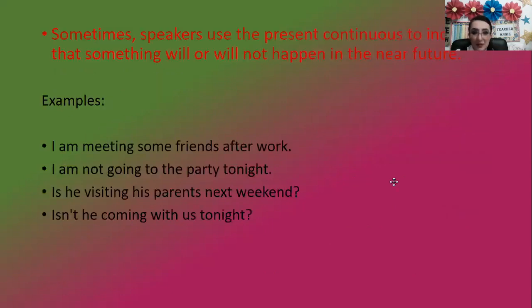Okay, as I was telling you, sometimes we are going to be making use of this as a future. This is just super extra information, like a spoiler for you. I am meeting some friends at work. This is going to be for future because it is not something that you are doing in this moment, okay? Or I'm not going to the party tonight. It is going to be for near future.